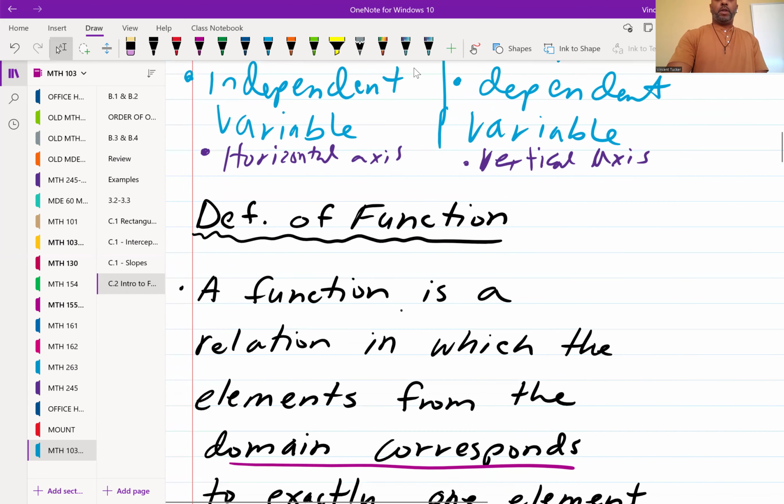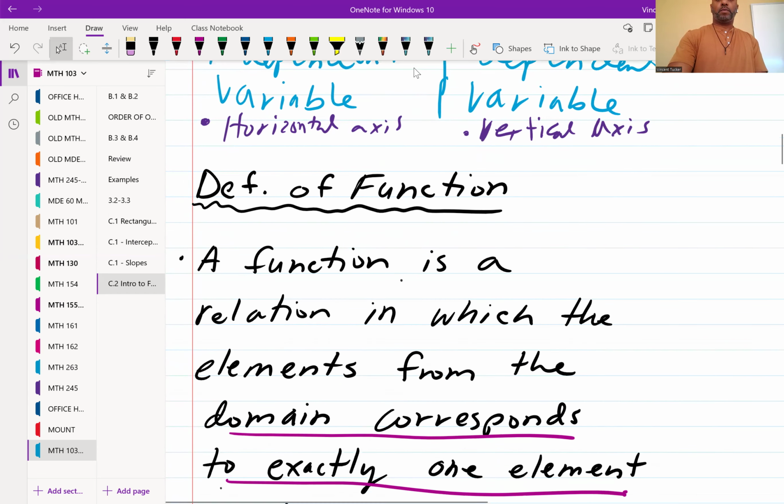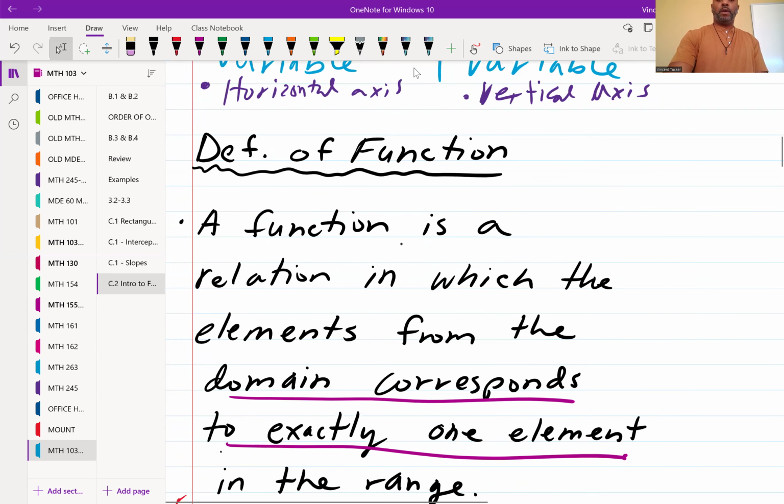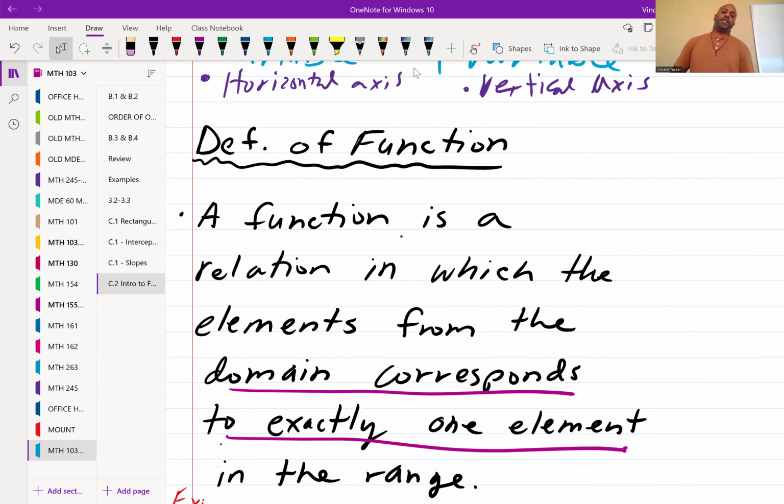All right, so next we're looking at the definition of a function. A function is a relation in which each element from the domain corresponds to exactly one element in the range.